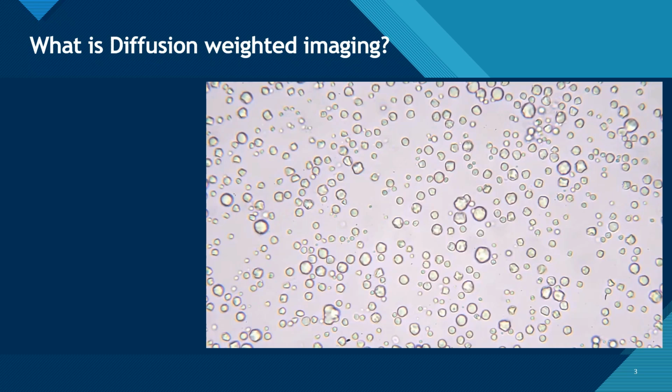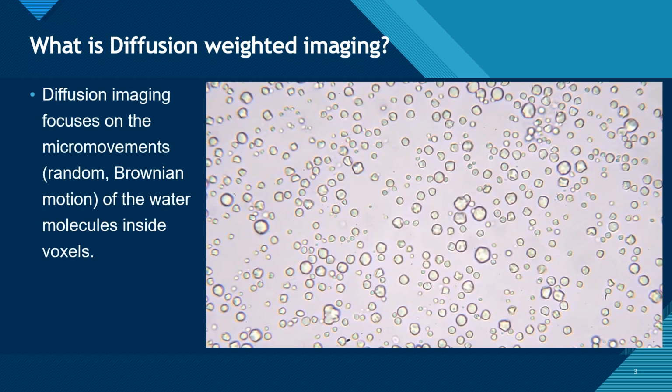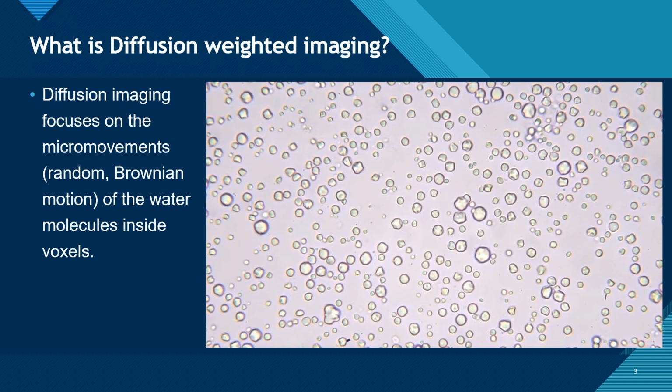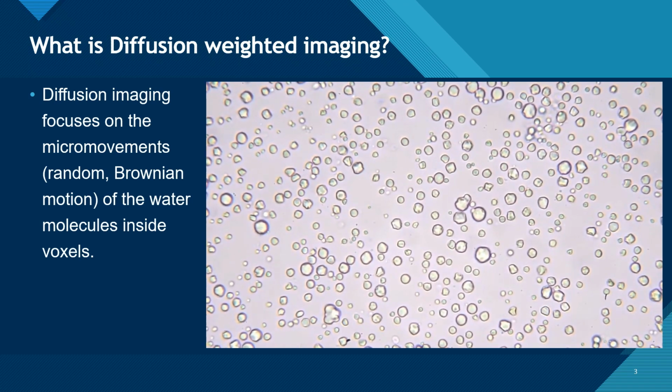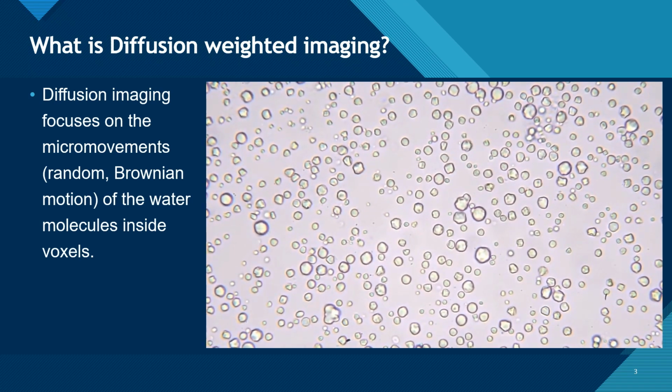So what is diffusion-weighted imaging? Diffusion imaging focuses on the micro-movements or the random Brownian motion of water molecules inside voxels. This video demonstrates an example of this small micro-movement in random fashion under the microscope.